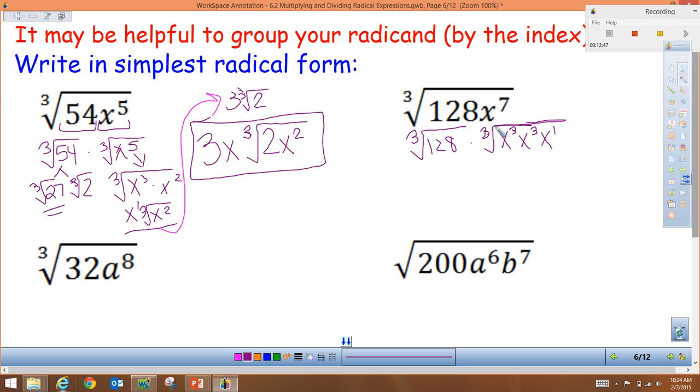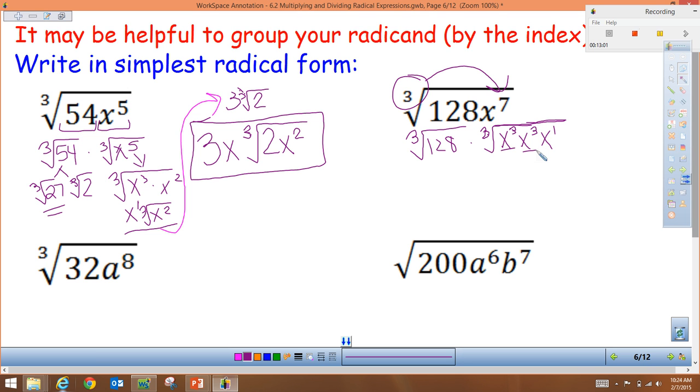If you are confused as to how we're getting this, we're going to look at this radical and see how many groups of 3 can we take out of this 7. So x cubed, and x to the 1st. That's 2 groups of x cubed, and then we have x to the 1st left over.